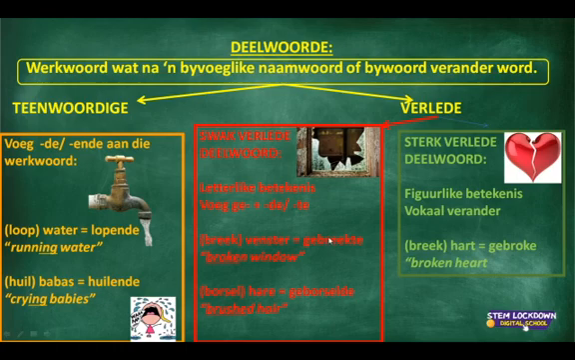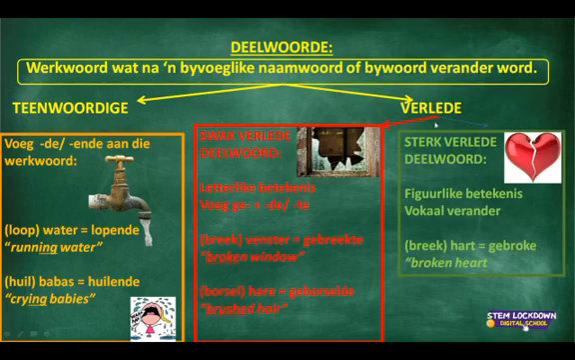Someone threw a ball, it hit the window, the window is broken. Okay, the word broken is the past tense of break. Okay, so broken window. Once again, try and translate. If you translate and the word is in the past tense, then you know you're busy with the swak verlede deelwoord. Okay, I did another example. Borsel hare, geborstelde hare, brushed hair. We see this is in the past tense.